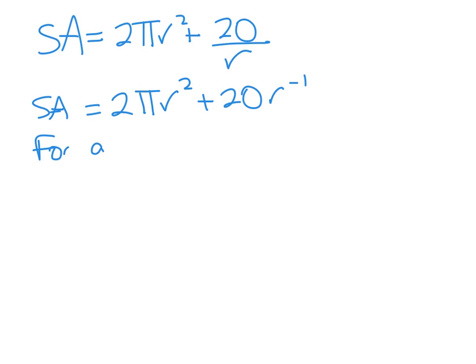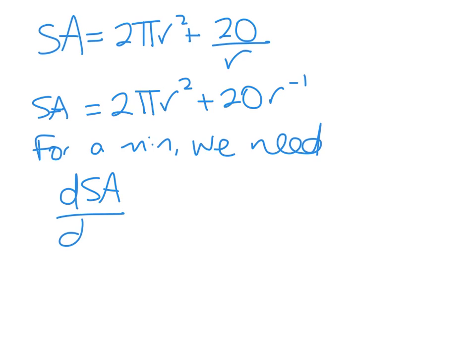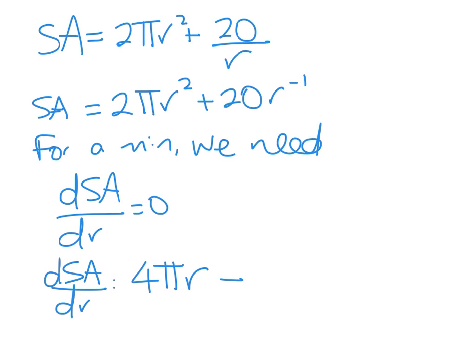So for a minimum, we need dSA by dr is equal to 0. So let's figure out what that is. dSA by dr is equal to 4 pi r minus 20r to the negative 2. We're going to set that equal to 0. Now rearranging that, I get 4 pi r is equal to 20 over r squared. So let's collect all of the r's up together.